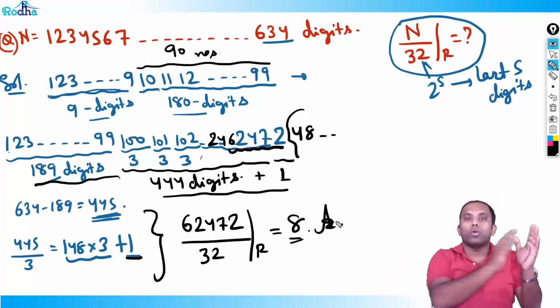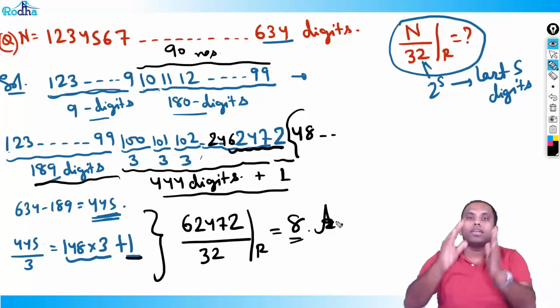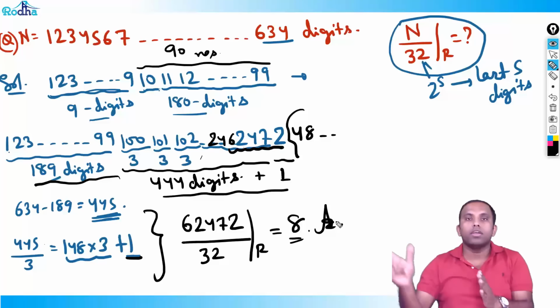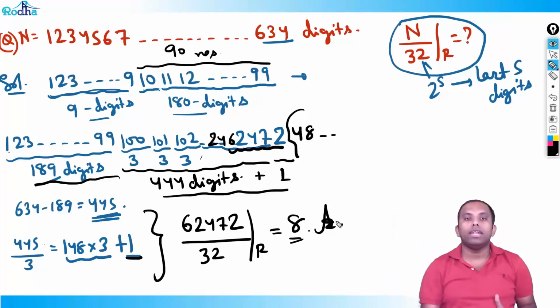How to do it? 1 to 9, 9 digits. 10 to 99, there are 90 numbers, each with 2 digits, so 180 digits. 180 plus 9, 189. We are left with further 445 digits. After that, each number has 3 digits. So 445 by 3 is 148 into 3 plus 1.